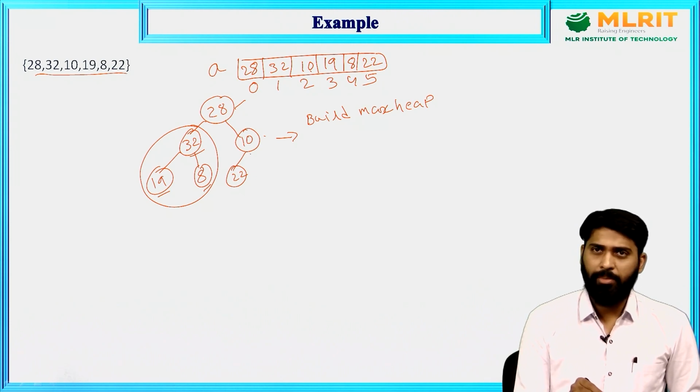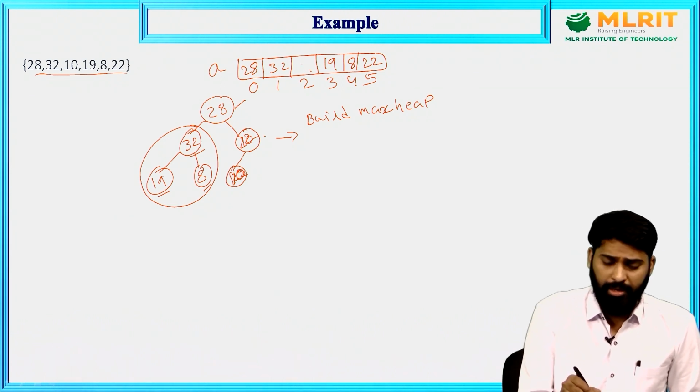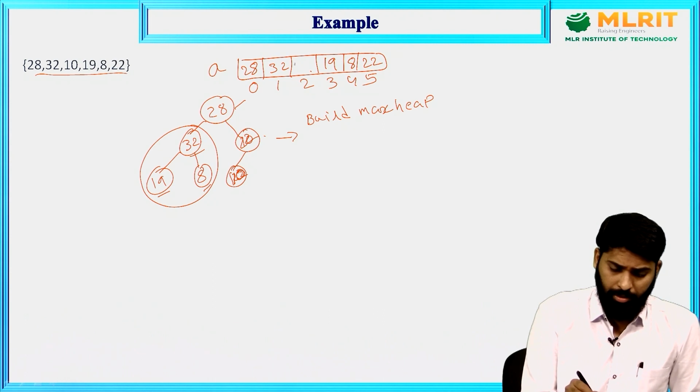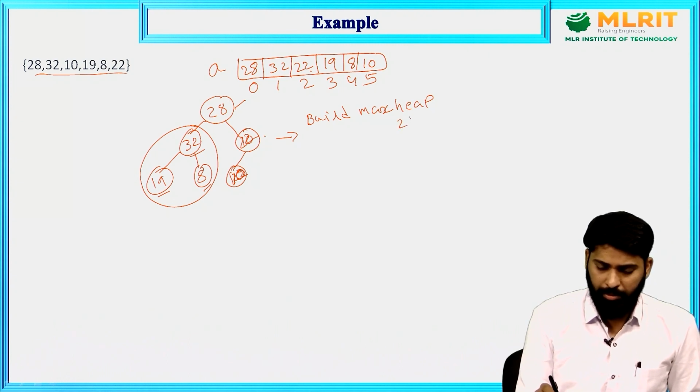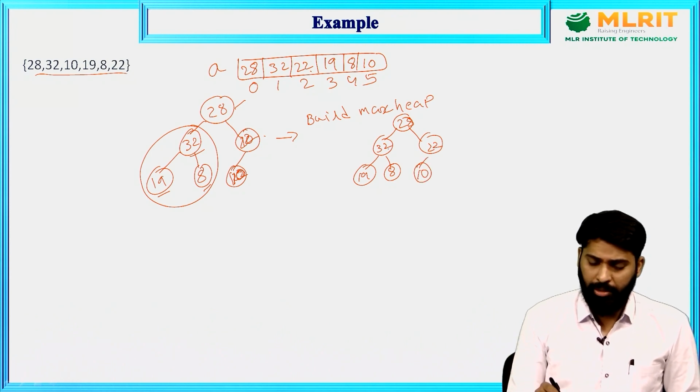10, 22. What is the max heap property? Always the root is greater than children. So if we swap here, we get 22, 10. So here 22, here 10. Okay. Now this is the max heap 28, 32, 19, 8, 22, 10. Okay. Now compare 32, 28.